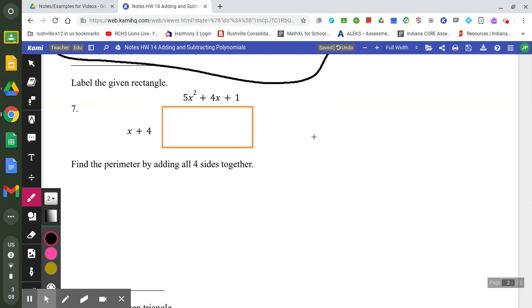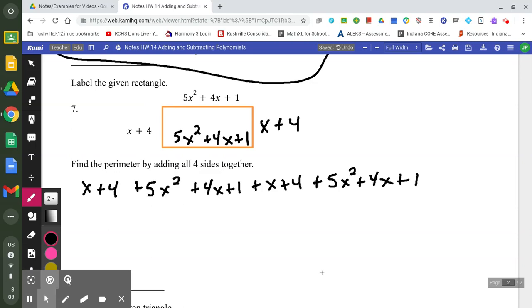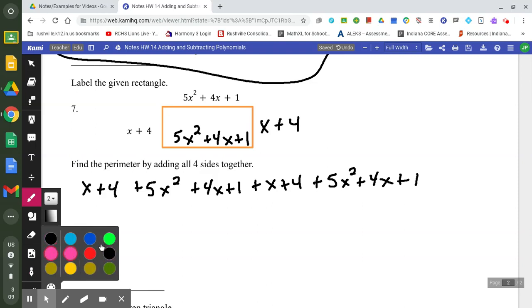Okay, number 7. We're asked to find the perimeter by adding all 4 sides. Well, right now, only 2 sides are labeled. So this side is also x plus 4. And this side is 5x squared plus 4x plus 1. So I have to add all 4 of those sides together. So I'm going to write all of those down. Okay, now that I've written them all down, I'm ready to get like terms together.